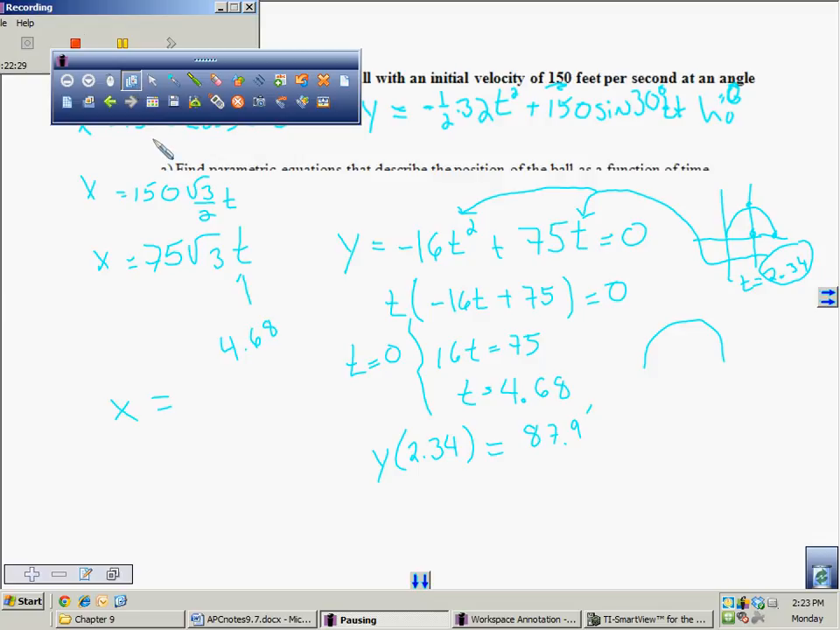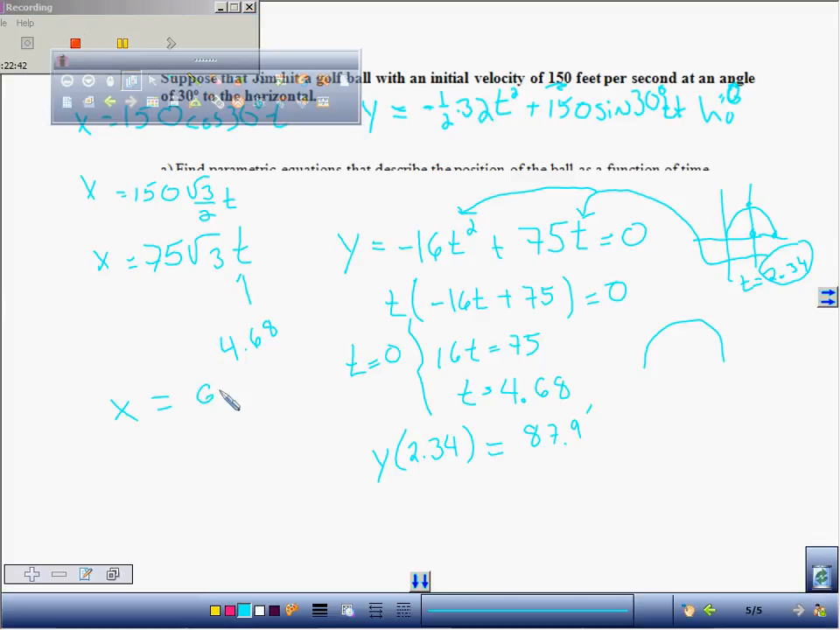Little part of the problem. So then, if I plug in 4.68, I get that x is approximately equal to 609 feet, approximately 609 feet that he went in the air. Okay? And that's it.